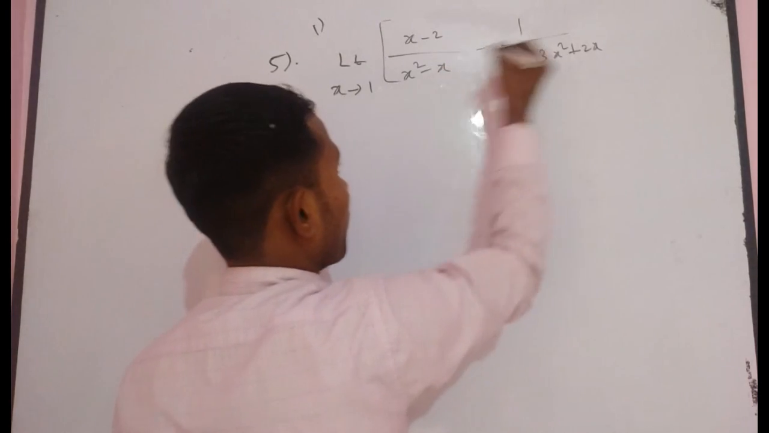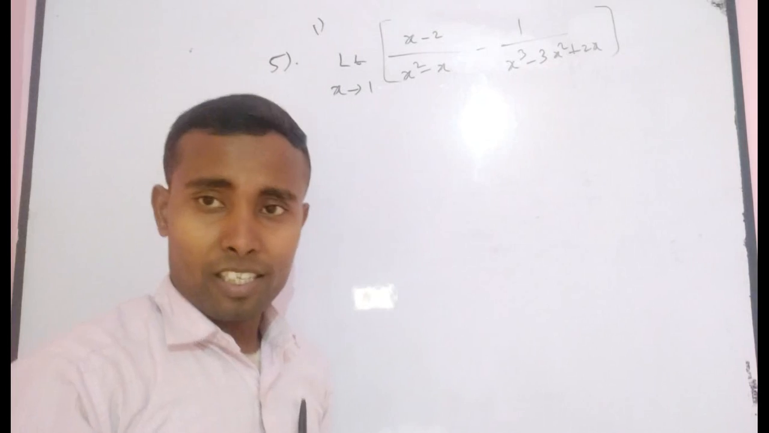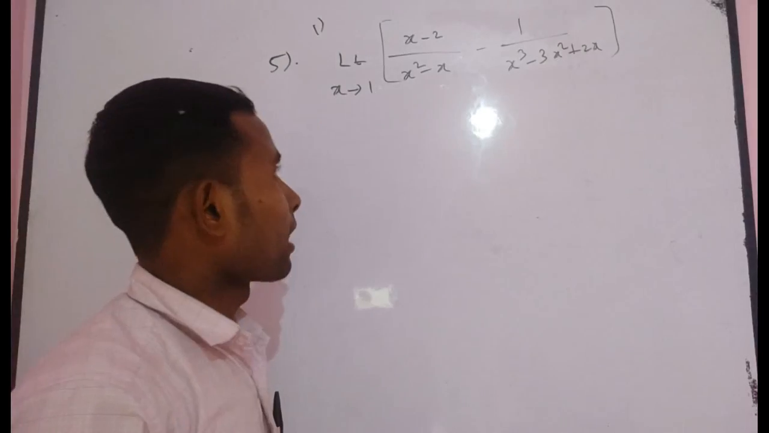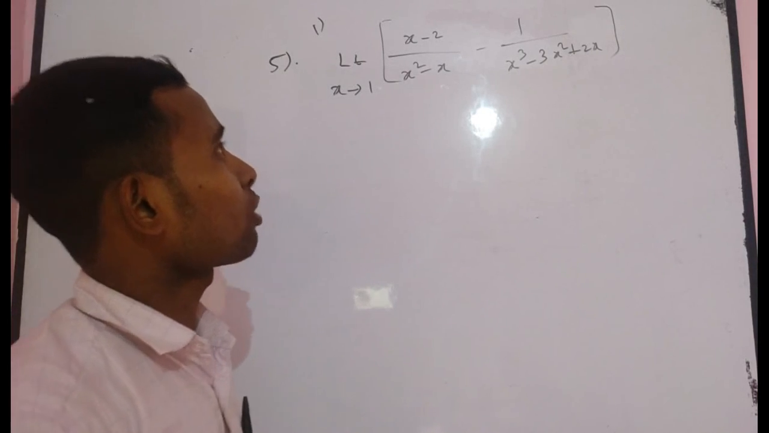This is a very good problem. How can you solve it? You have to consider firstly, I have already told you, firstly you have to go by the usual way. If you go by the usual way, that means what? You have to simply put x equal to 1.